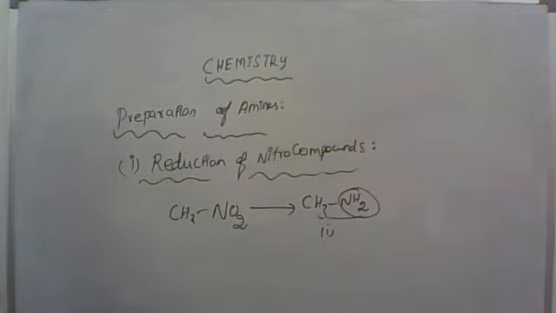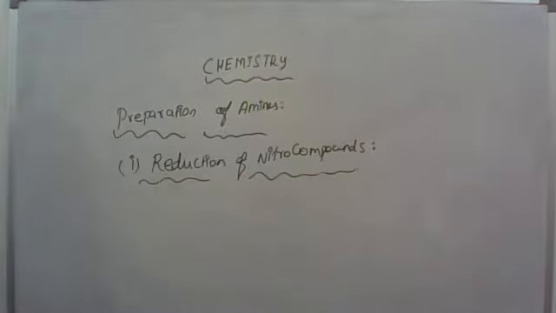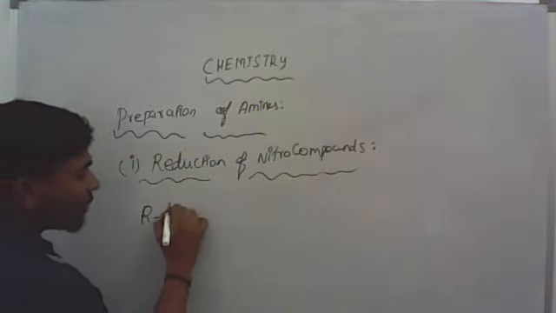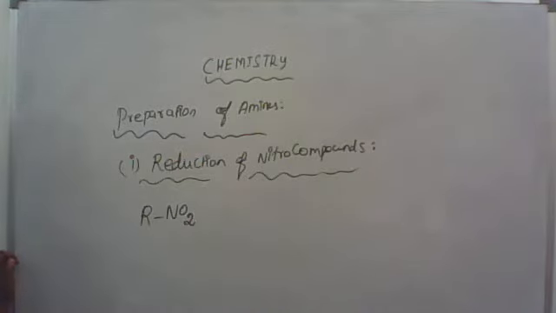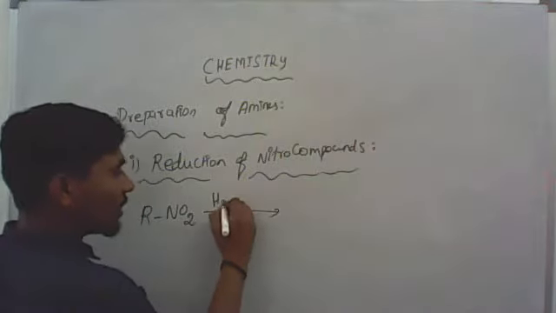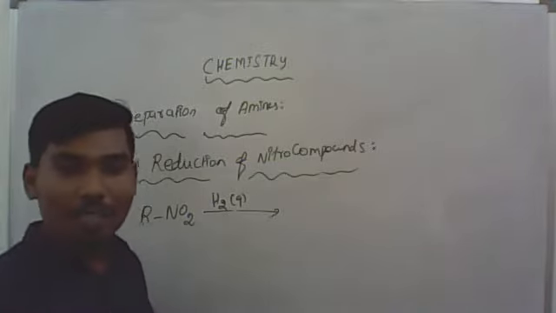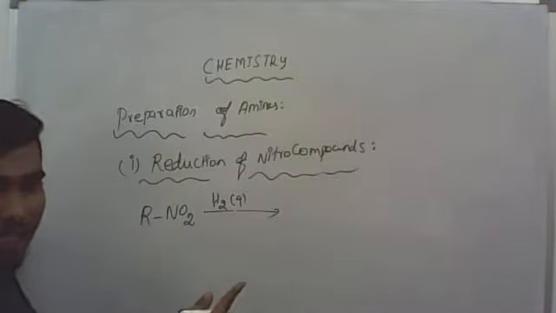See here, the nitro groups, I am taking generally NO2. The nitro groups are generally reduced by passing hydrogen gas, that is, addition of hydrogen gas. What do you mean by addition of hydrogen? Addition of hydrogen is known as hydrogenation reaction. We are carrying out a hydrogenation reaction here.